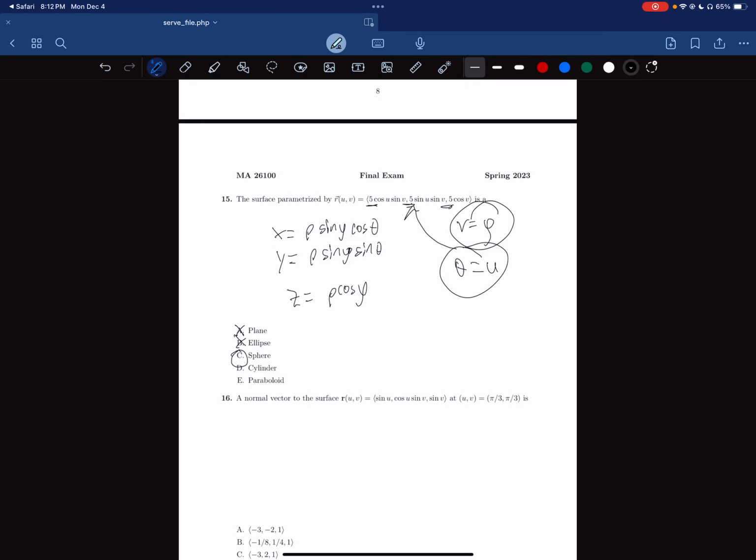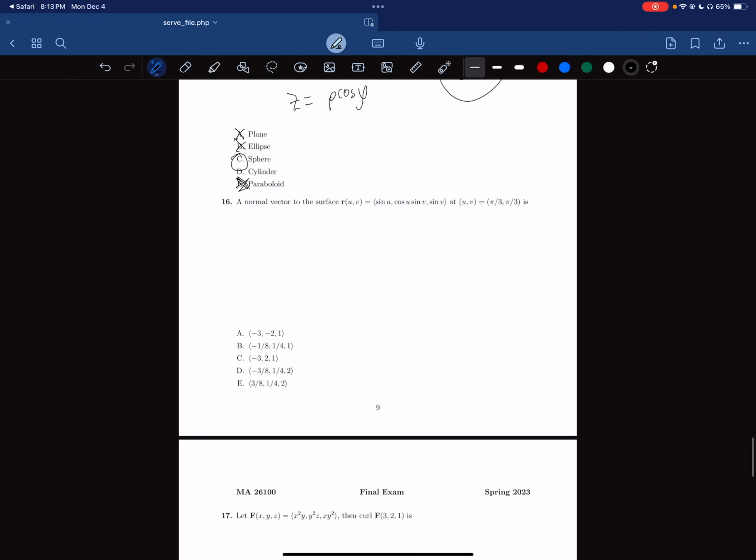And cylinder. We've seen cylinders. They don't really have sine or cosine, even though you could. They actually do, but they don't have a cosine in the z component. They usually have something like just a t or a u here. And same thing with a paraboloid. We don't have a cosine in the z component. So if you just think about it, cosines and sines multiplied together usually are going to involve some sort of sphere.